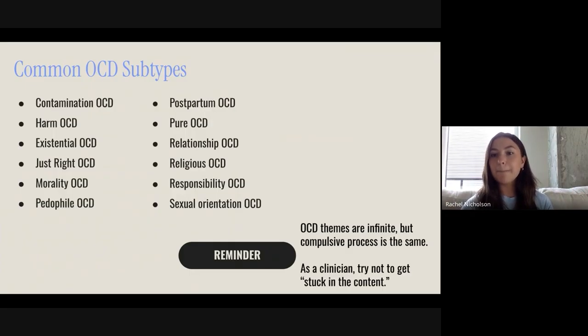Relationship OCD, big, big, big one. So a lot of obsessive thoughts of, how do I know this is the one? How do I know there's not someone better out there for me? How do I know if this relationship is going to last forever? I'm having an urge to break up with my partner, but I don't really want to break up with them. Why am I having this urge? Things like that.